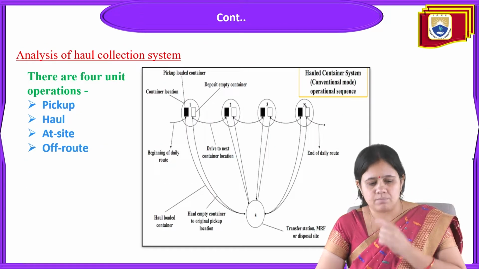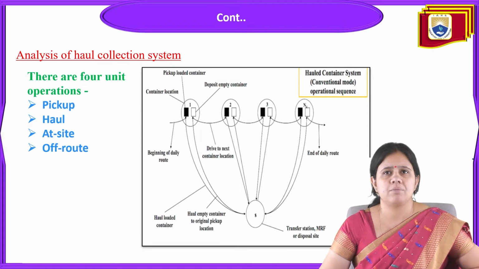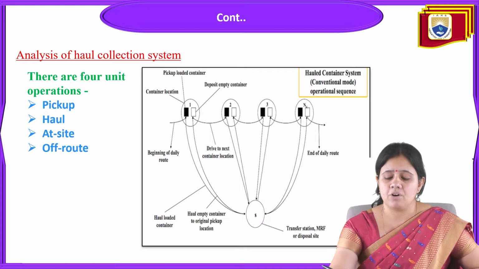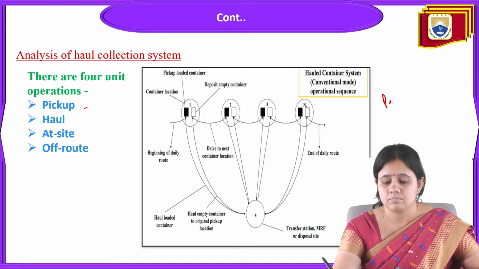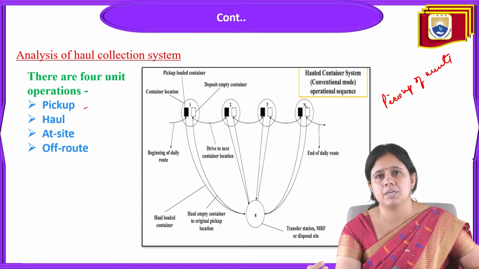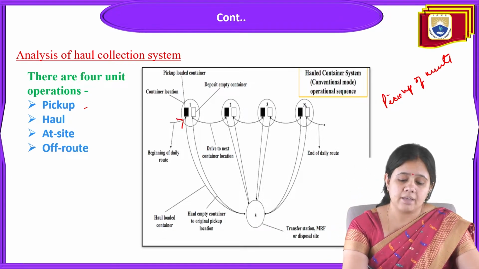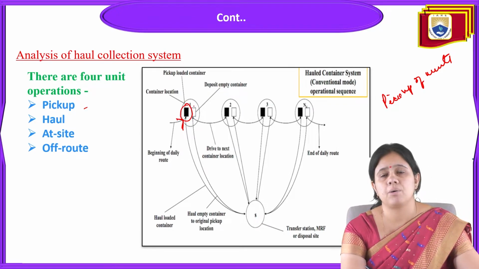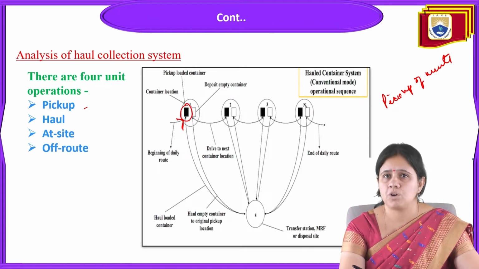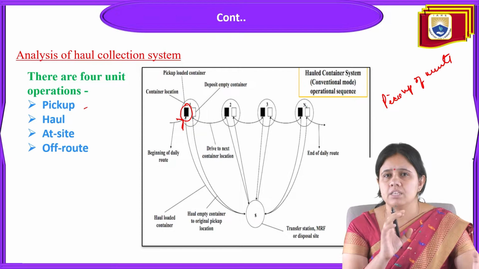Now comes the next point, the operations involved in this conventional type of haul container system. First is the pickup of the waste. The container is taken by the person at the beginning of the daily route, and this involves the time spent collecting the waste from an occupied container. So this involves a pickup. This is only a pickup.